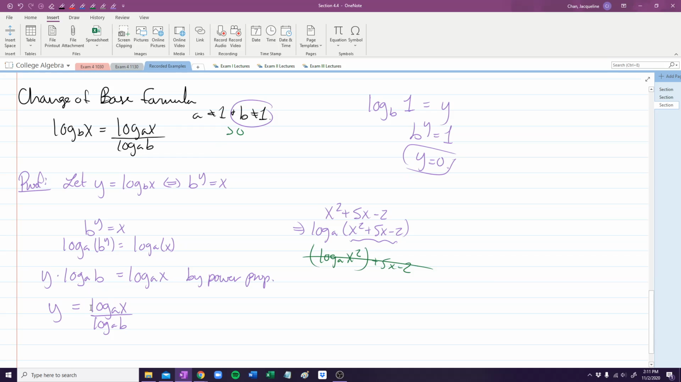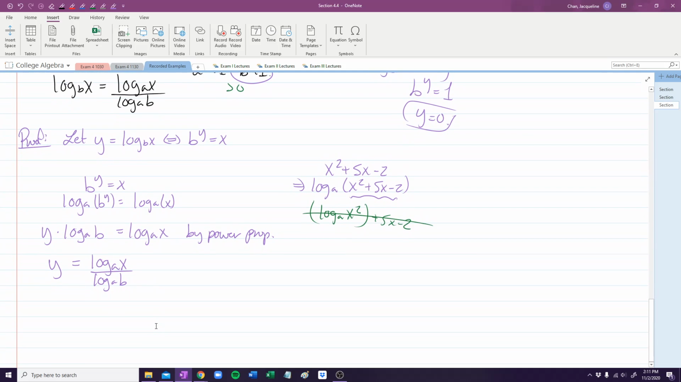So this is how you get, oh, sorry, I'm not even done. But remember, what is our y? Our y was log base b of x. So therefore, we have log base b of x is equal to log base a of x over log base a of b. And that's how you get the change of base formula.